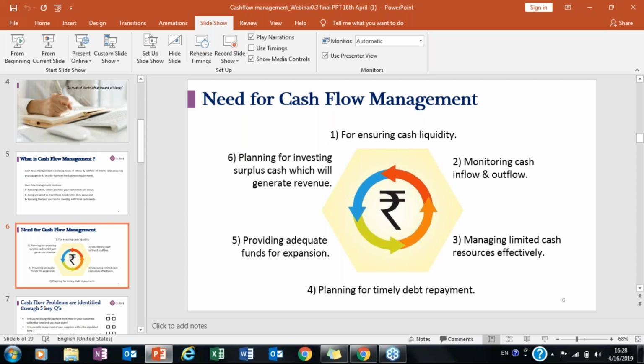So, need for cash flow management, here are the 6 points I would repeat once again. For ensuring cash liquidity, monitoring cash inflow and outflow, managing limited cash resources effectively, planning for timely debt repayment, providing adequate funds for expansion, planning for investing surplus cash which will generate revenue. So these are the needs for cash flow management.